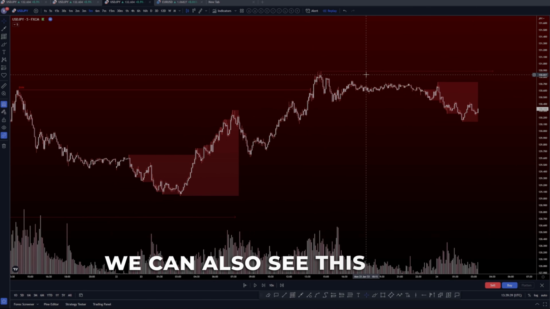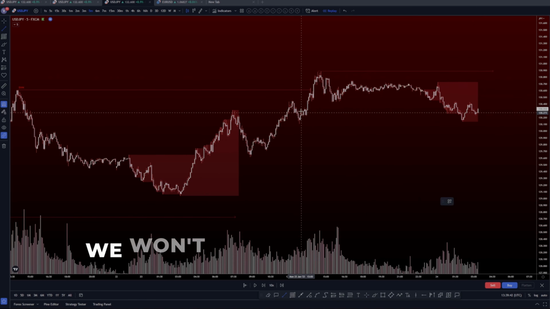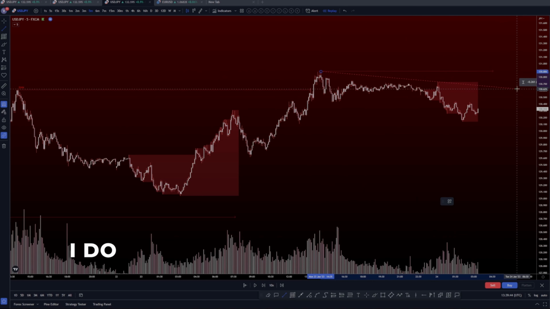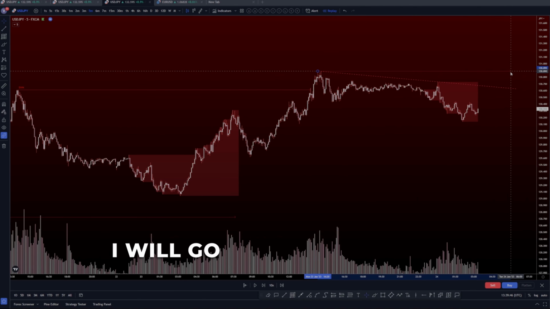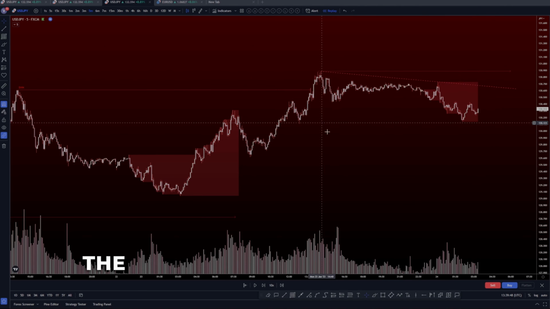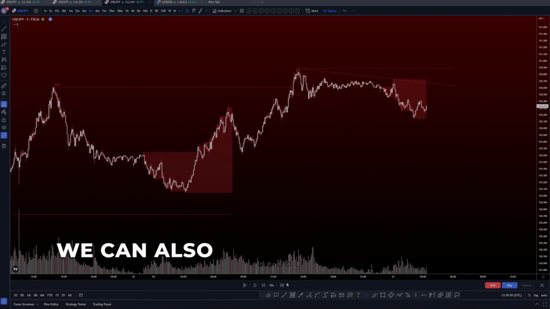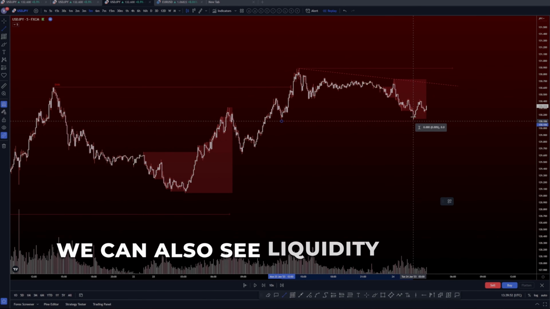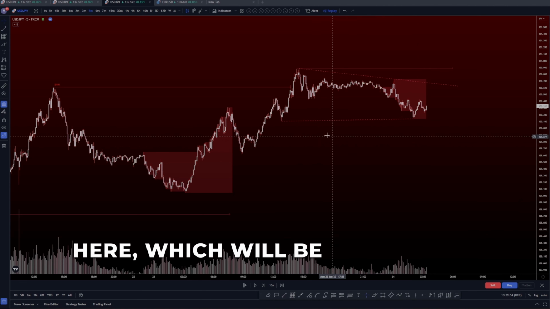We can also see this large amount of liquidity build up. We won't actually cover this today. I do go over it in previous lessons, and I will go over it in future lessons, but this is liquidity that the market will likely target. We can also see liquidity building by here, which will be inducement for our zone.